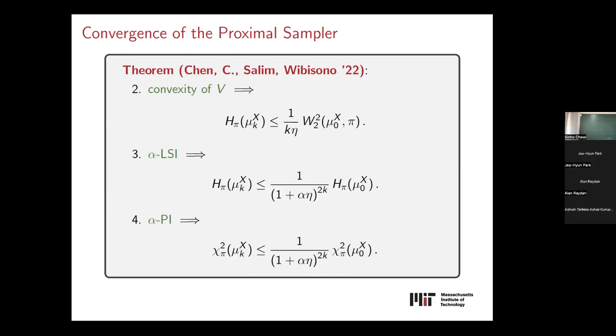And this first result is a convergence that behaves as 1 over the number of iterations, and that's exactly the convergence result in the convex case for Langevin. So somehow this is the slide that convinces me that the proximal sampler is the right analog of the proximal point method for sampling, because it has all the properties that you would expect out of a proximal point method for sampling.